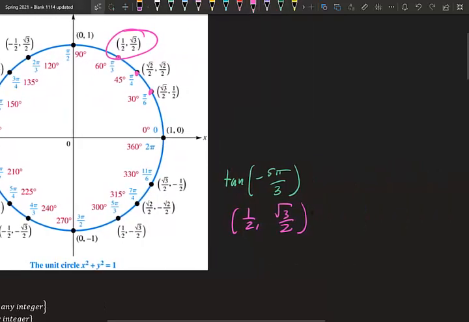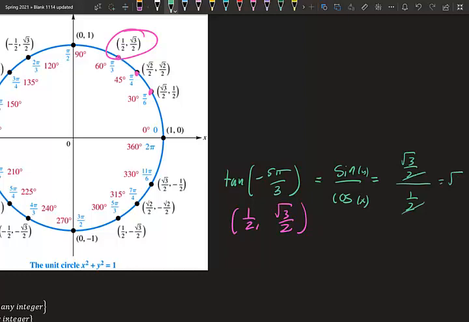So we know that tangent is the same thing as sine over cosine. So we can plug it in. Sine over cosine, that's y over x. So sine, we have square root of 3 over 2. Cosine, we have 1 over 2, which leaves us with just square root of 3. So tangent negative 5 pi over 3 is square root of 3.